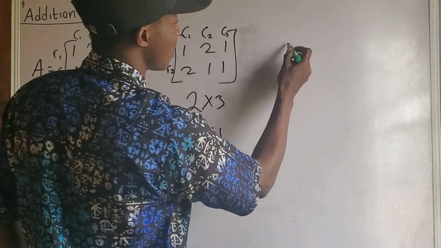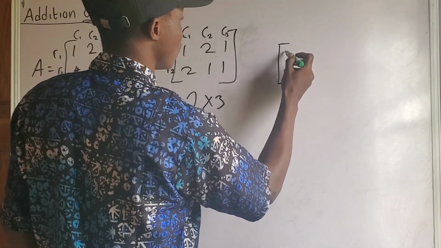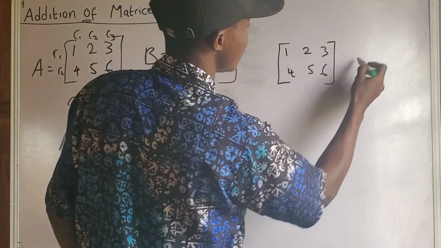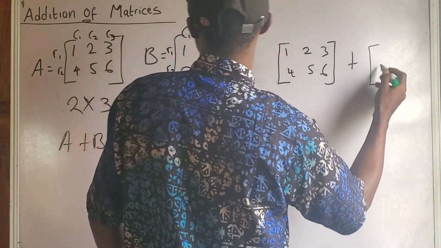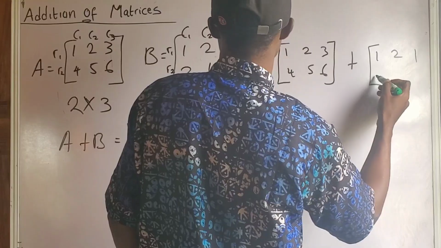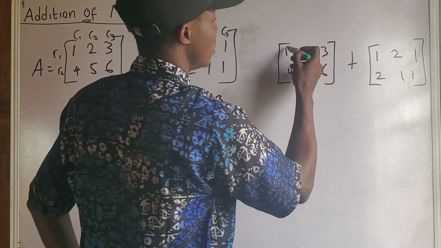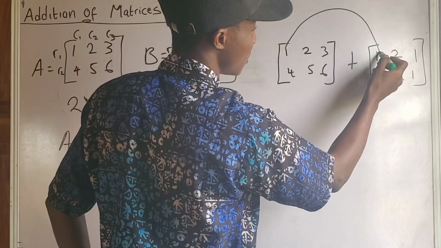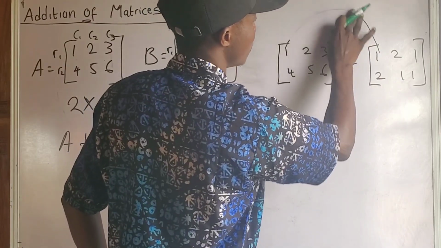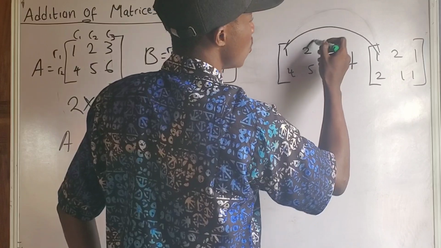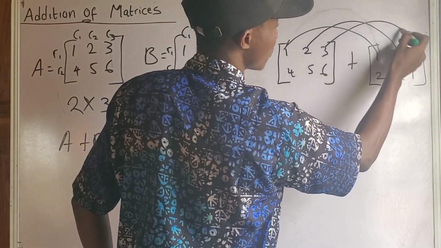The summary of what I'm saying is that this is A, right? 1, 2, 3, 4, 5, 6. And this is matrix B. Matrix B is 1, 2, 1 and 2, 1, 1. Now, if you want to add these matrices together, this one will add up to this. Are you getting it? We're going to add this one with this. These 2 will add to this, and this 3 will add to this.